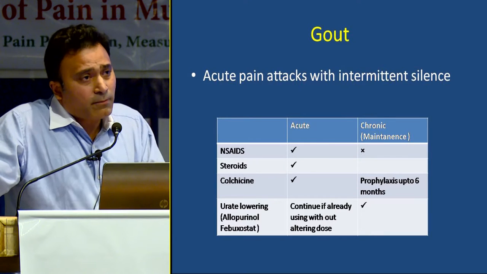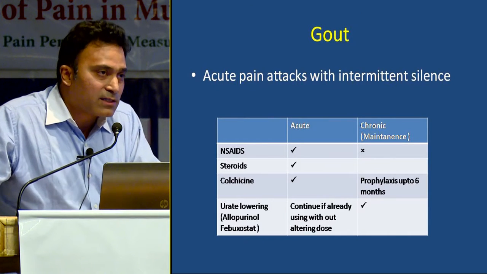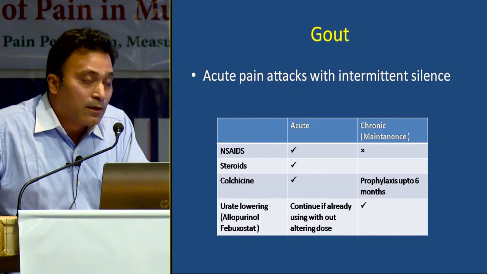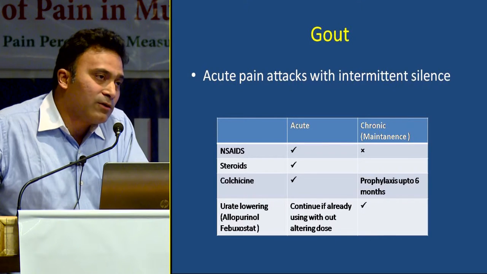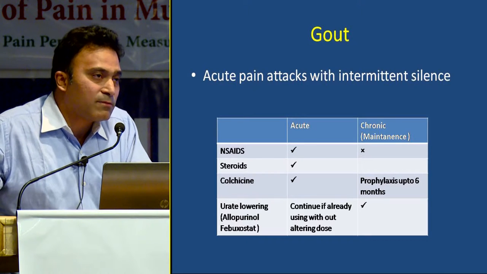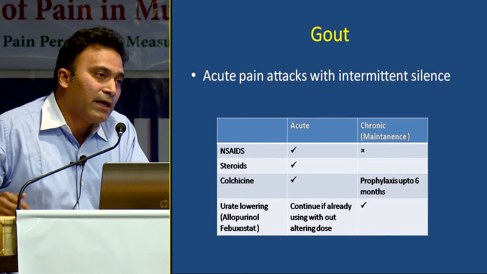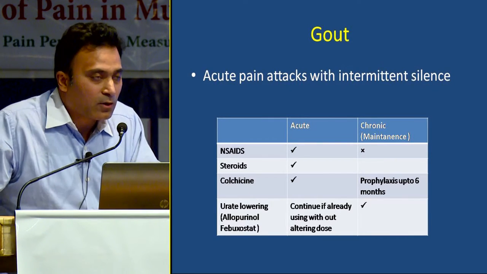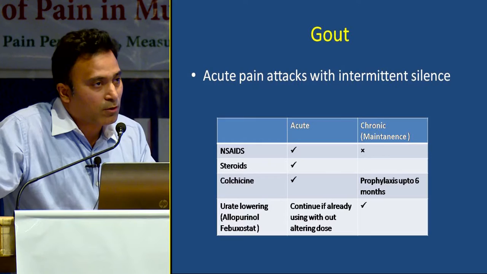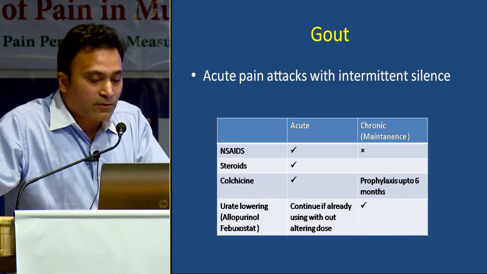Suppose somebody is not on any urate lowering therapy and gets a first attack of gout, it is better not to initiate urate lowering therapy initially. But if somebody is already on a certain dose of urate lowering therapy and gets an acute attack, it is better to maintain the same urate lowering drug without disturbing it, and give therapy for acute gout. The reason is that it's not exactly the uric acid level that creates the problem. It is the fluctuation in uric acid level which is more determinant in causing acute attacks of gout.